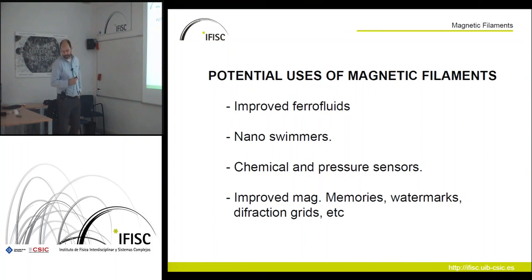So what are these magnetic filaments useful for? Well, for instance, they could be used as improved ferrofluids. As you know, most of the properties of ferrofluids are due to the ability they have to form chains. So here you have the chains already formed, so that could be useful for that. Also as nanoswimmers, this has already been tested. Also as sensors or for magnetic storage, watermarks and diffraction grids.